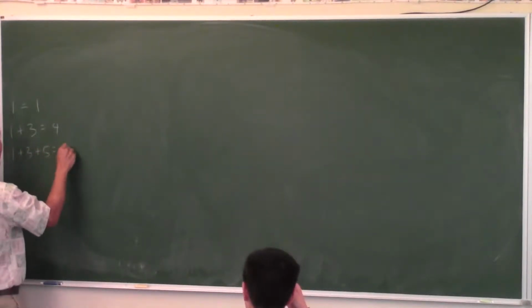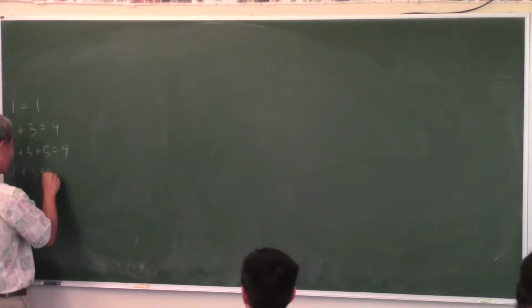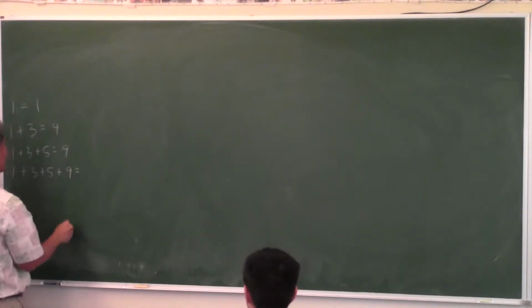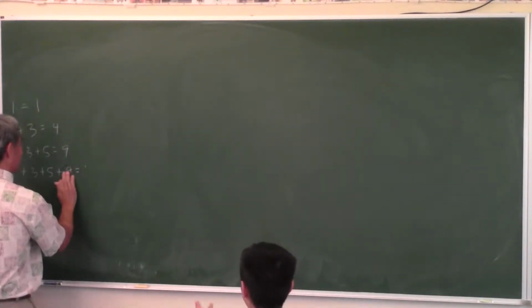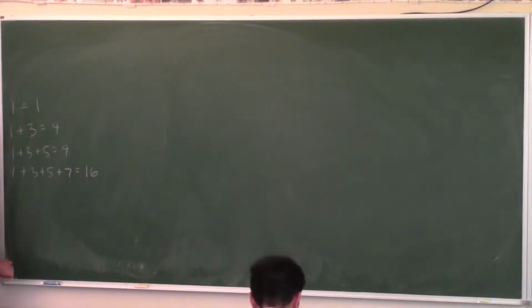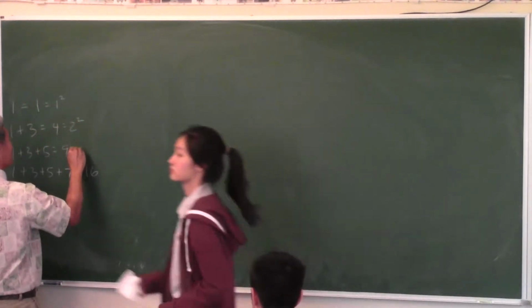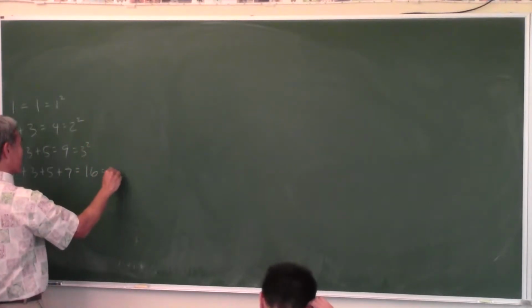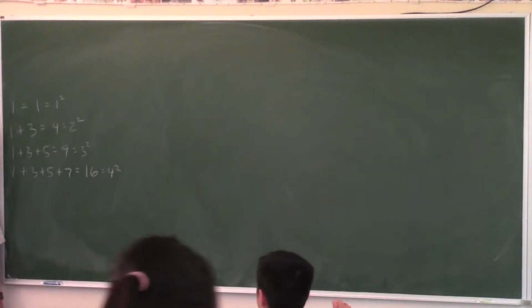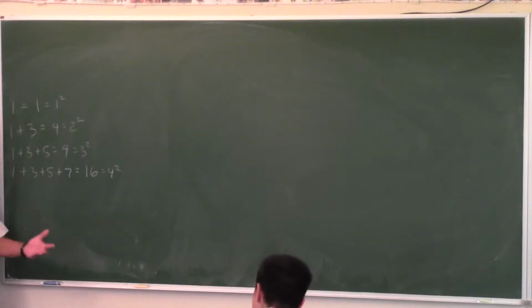What happens when you add the first 3? 9. I see a pattern. It's squared. What happens if you add the first 4? You get 16. This is 1 squared, this is 2 squared, this is 3 squared, this is 4 squared. So, just because it works for these first 4 cases, can you assume it's going to work for all? No, you can't. It has to be mathematically proven.